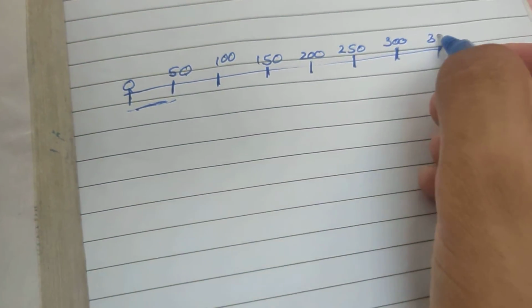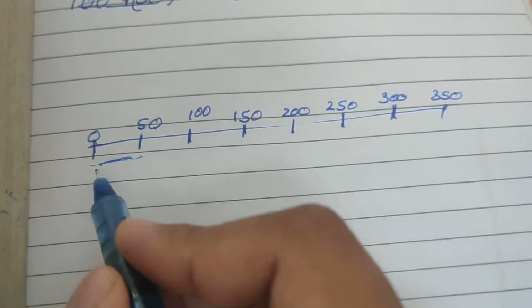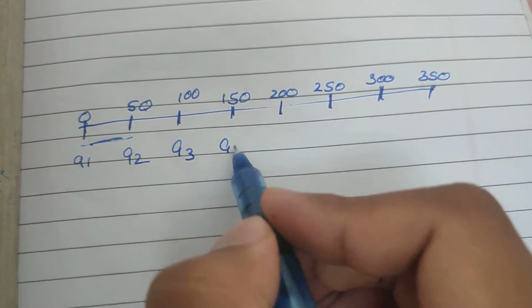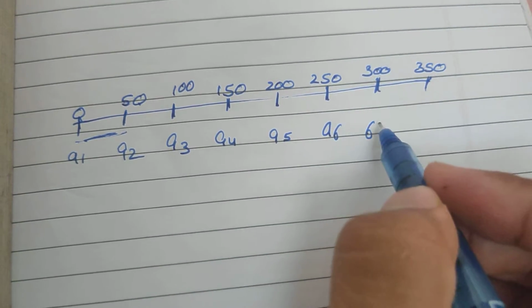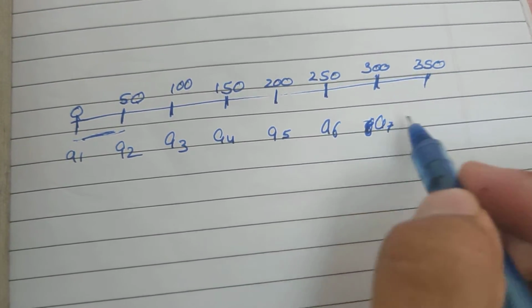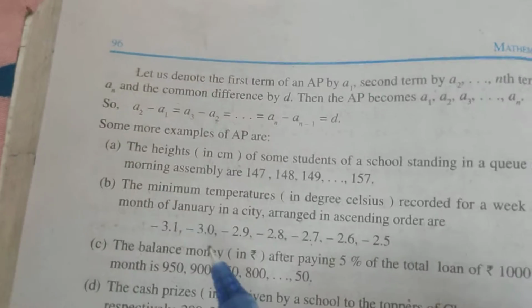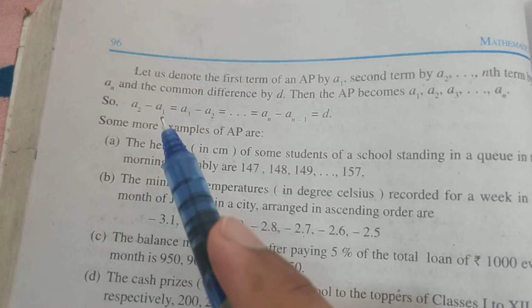This is how it will go on. Now since we know that the difference between each of them would be the same, let us say this is the A1 term, that is the first term, A2 term, A3 term, A4 term, A5 term, A6th term, A7th term, and A8th term, right? So A2 minus A1, just like we read here. It's A2 minus A1 is equal to A3 minus A2. That is the second term minus first term is equal to the third term minus second term, right?